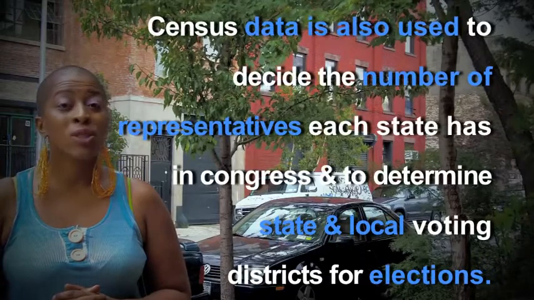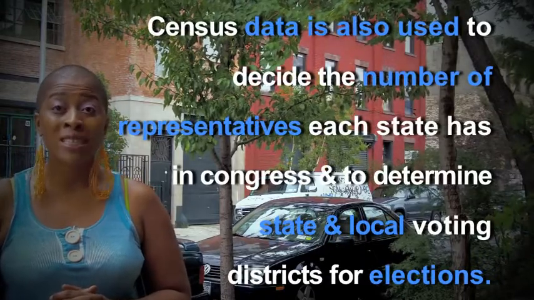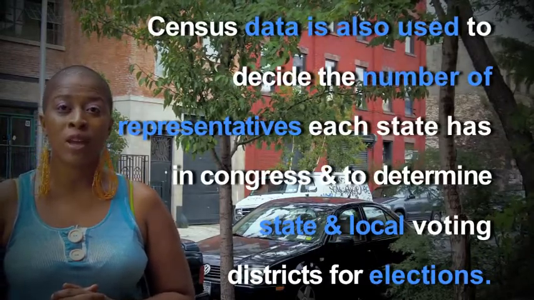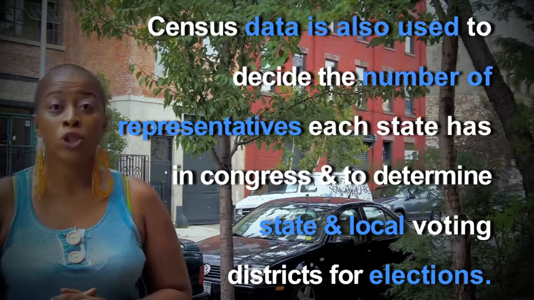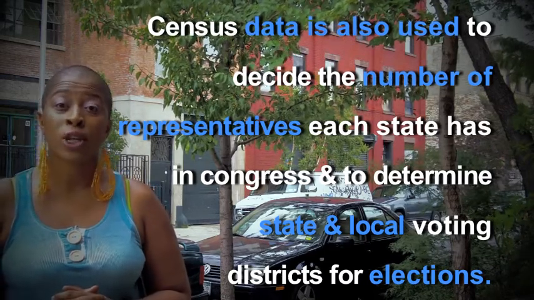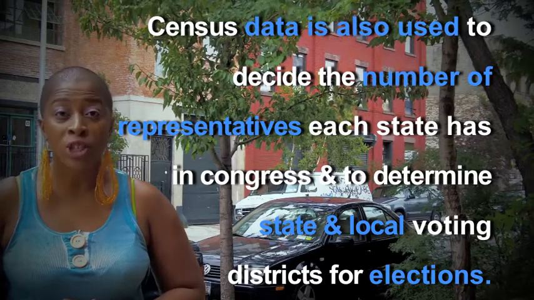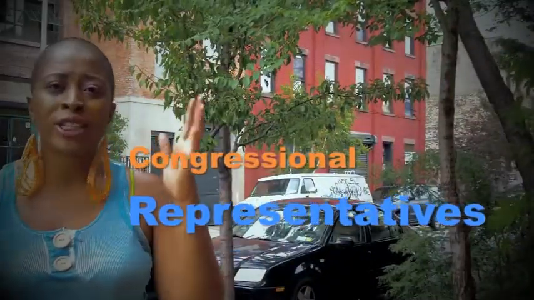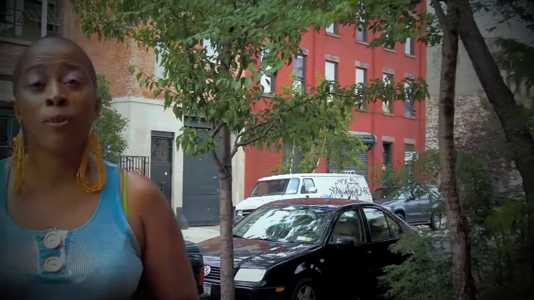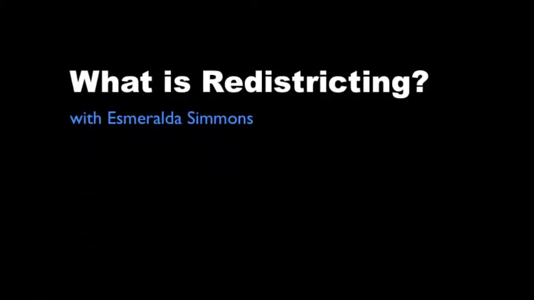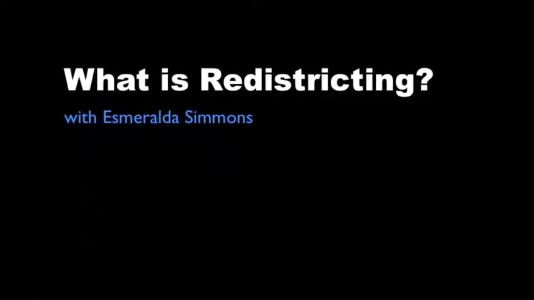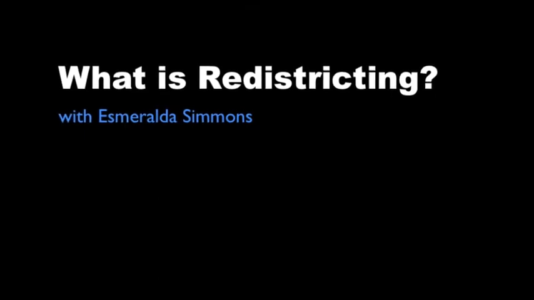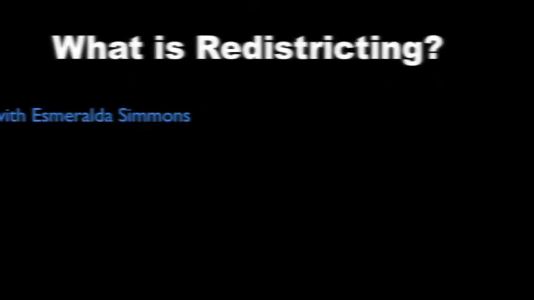Census data is used not only to determine the number of seats each state has in the House of Representatives, but it's also critical when drawing electoral voting districts during a process called redistricting. Census data, political maps, districting, redistricting. For those of us not familiar with redistricting, it may all sound a little overwhelming, but no worries. Esmeralda Simmons, the Executive Director of the Center for Law and Social Justice at Medgar Evers College, breaks it down.